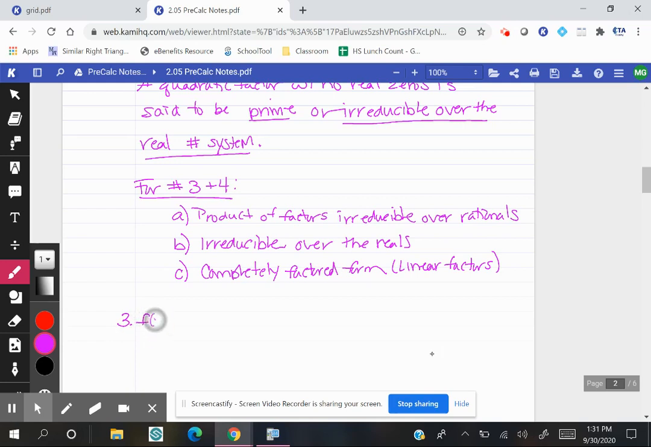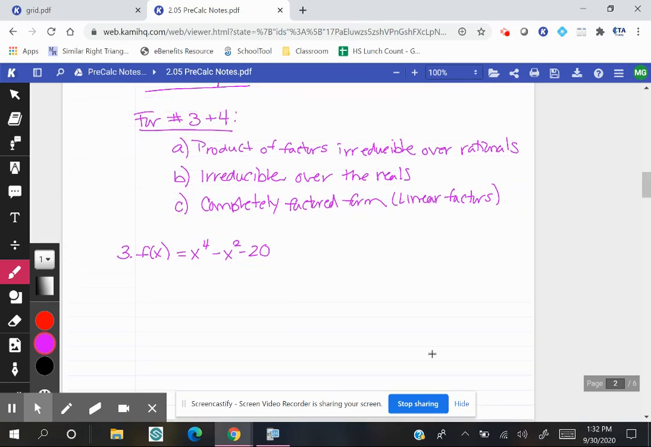So 3 is f of x equals x to the 4th minus x squared minus 20. So part A. First, we're going to do it so that it's just over the rational numbers. So this one has a 1 in the front, so I'm going to go straight to guess and check. I'm going to use x squared and x squared. I need 2 numbers that multiply to negative 20 that add to negative 1, which would be negative 5, positive 4. So far, we have all rational numbers.